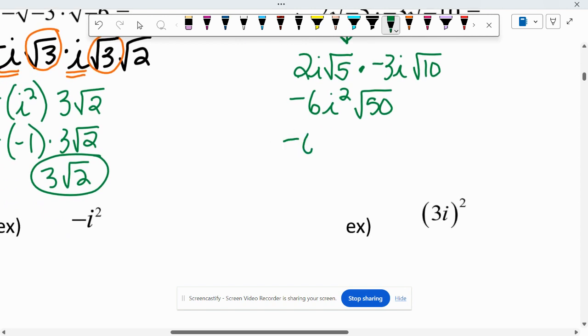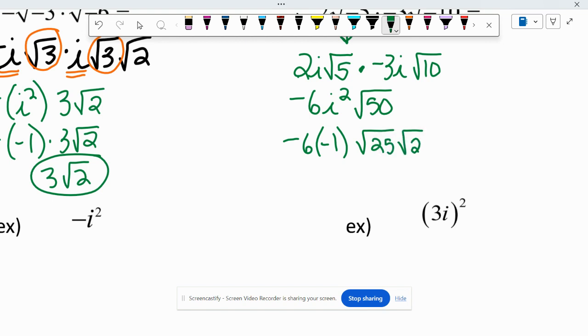So what does i squared equal? So I really have -6 times, whoops, I started writing a 6 again. I really have -6 times -1. And the square root of 50 is the same thing as the square root of 25 times the square root of 2. Okay, so what's -6 times -1? A negative times a negative is a positive. And what's the square root of 25? So final answer, 6 times 5, so this becomes 30 square root 2.